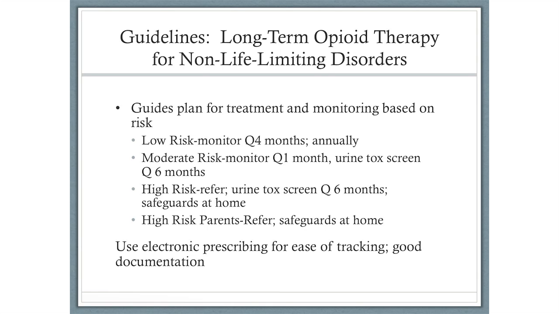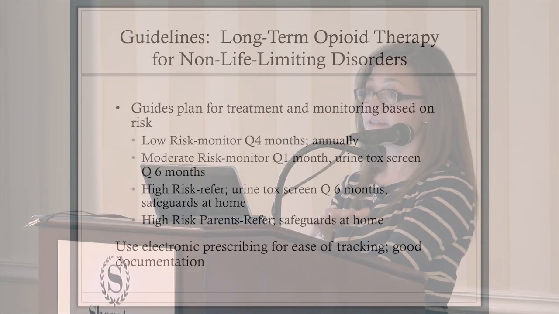The high-risk patients and high-risk parents present a problem. You should consider referring those patients to a pain clinic, perhaps referring parents to an addiction program. You talk about safeguards at home, locking up the opioids, who's dispensing them, who has access. And it's very good to keep in mind using electronic prescribing so that opioid prescriptions can be tracked, and then using good documentation.